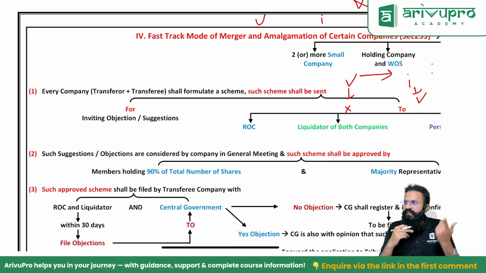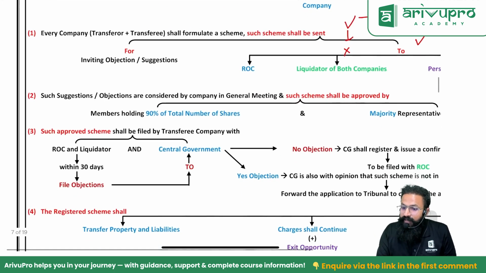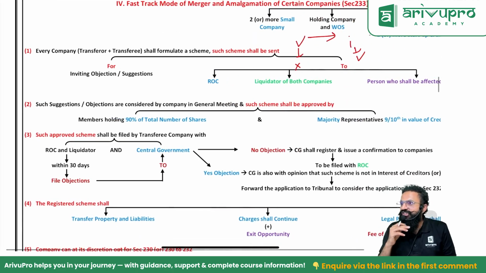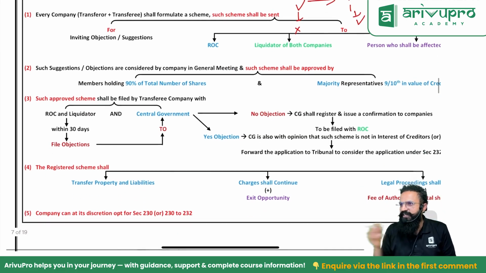Correct? Can that happen? 3-4 companies can club into one company. Can it happen? State Bank of Mysore, State Bank of Travancore, Hyderabad, everything merged into State Bank of India. Possible. 230 only. 232 only.